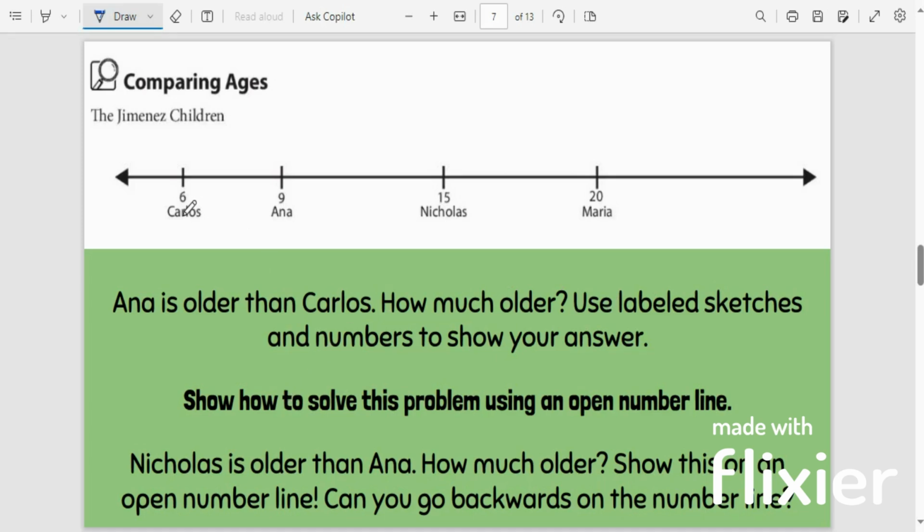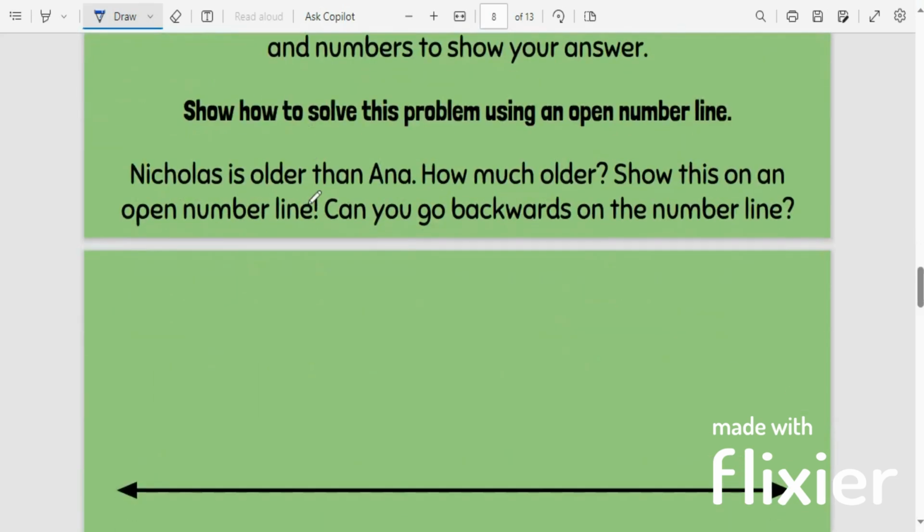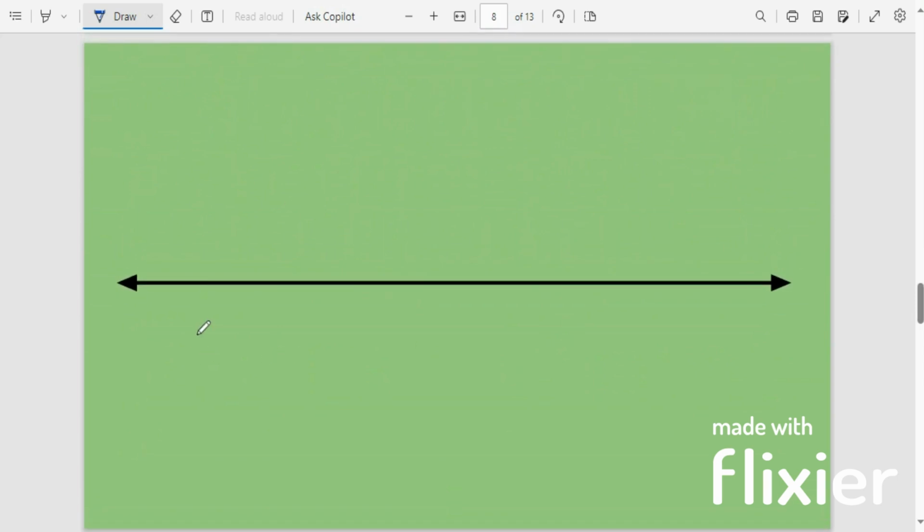So on this, we know that Carlos is 6 and Anna is 9. If I were to use an open number line, I know that I'm trying to get from the number 6 to the number 9. I can put these numbers anywhere on this open number line because these are the only numbers I'm dealing with. These numbers are very close, so I know that I can count by ones. So let's do that together. I could go 6 to 7, another hop to 8, and then another hop to 9.